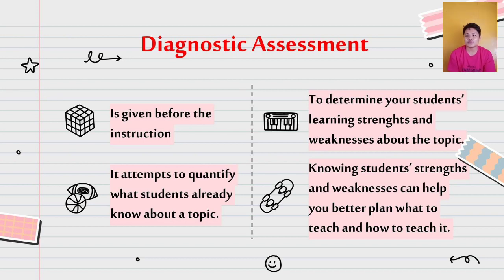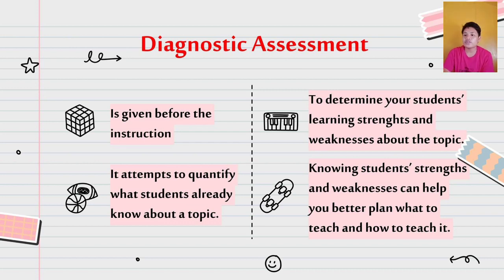So diagnostic assessment is also to determine your students' learning strengths and weaknesses about the topic. To know their strengths and weaknesses, you have to do this diagnostic assessment before the instruction. Okay, in knowing their strengths and weaknesses, you can decide what kind of assessment and teaching method you're going to use in response to them. If they have strengths, you have to develop the strengths that they have in knowledge and the skills that they already acquired, and if they have weaknesses about the topic, you need to focus on those weaknesses to develop them as their strength along the process of instruction.